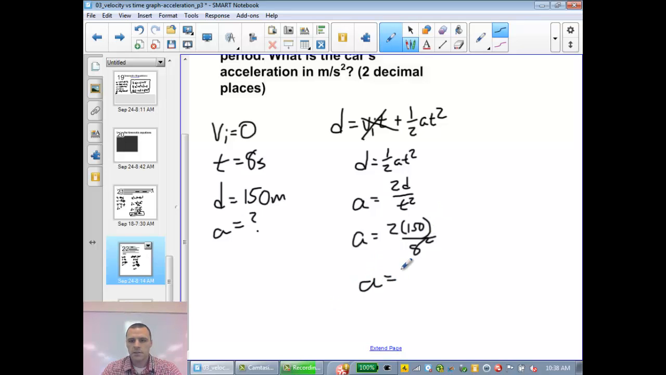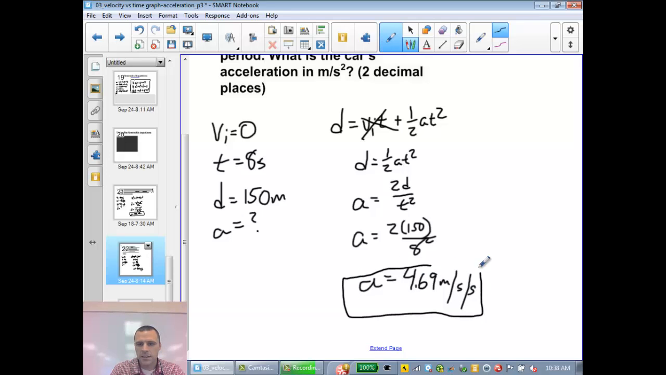Let's see what we get for an acceleration. I'm going to go to the calculator quick here. Divided by 8 squared, and I get 4.69 if I round. 4.69 meters per second squared, approximately. And those are just two quick examples of many examples that we'll do using our three kinematic equations.